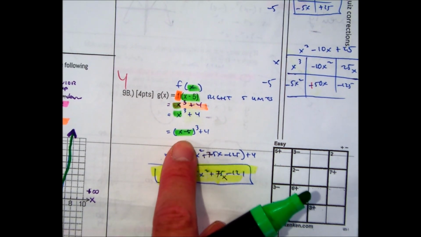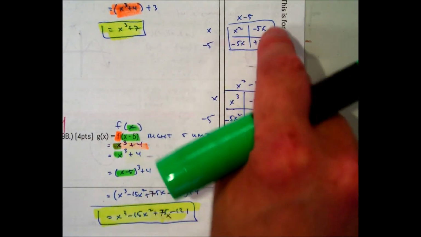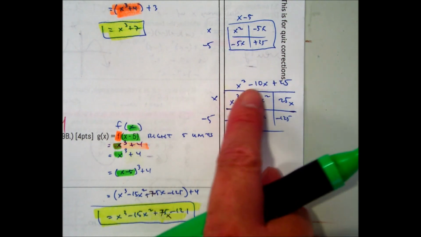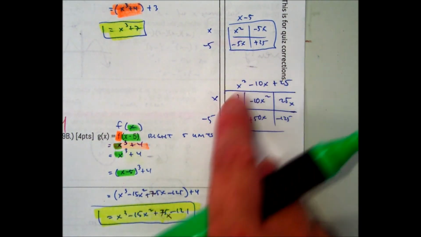Now a lot of you guys left it like that. That means you didn't really simplify, so you can take x minus 5 and just multiply, right? X minus 5 times x minus 5. Your answer is x squared minus 10x plus 25. And you do it one more time, and then you get this as your answer.